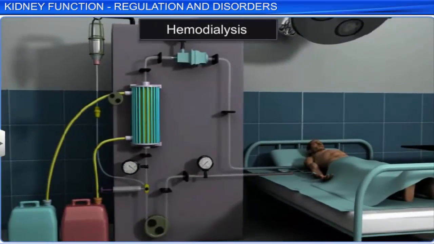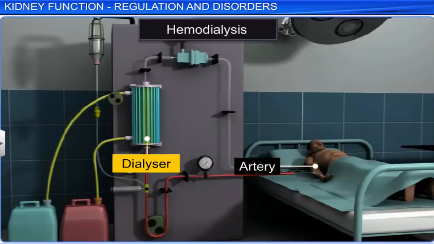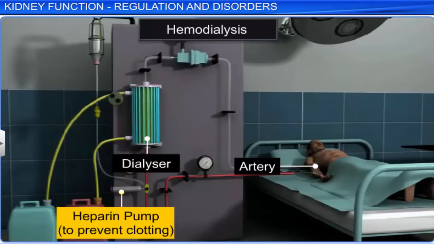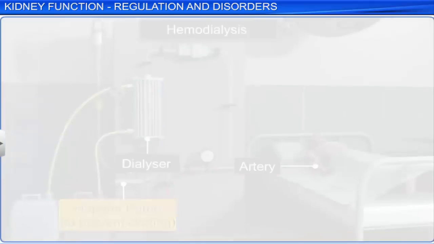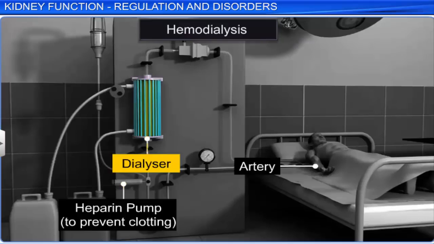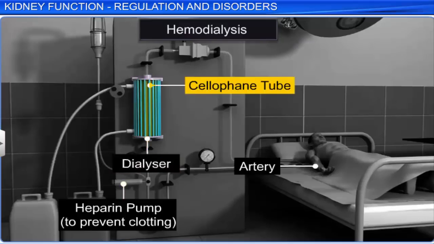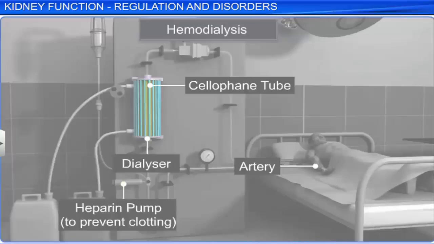In this process, blood from a convenient artery is drained into a dialyzing unit after adding an anticoagulant like heparin. In the dialyzer of the unit, a coiled cellophane tube surrounded by a dialyzing fluid with a composition similar to plasma except for the nitrogenous waste is placed.